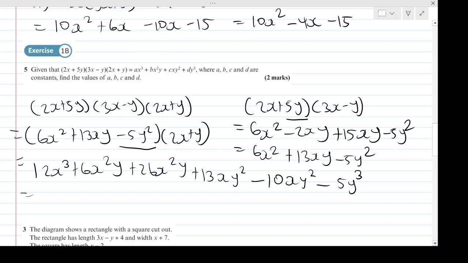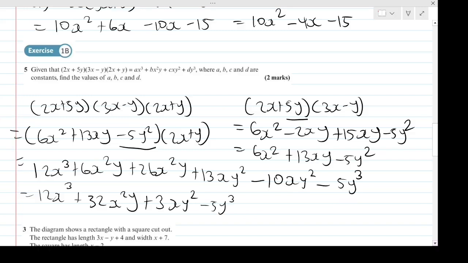Okay, well, we have 1 x cubed term, so that's just 12x cubed. And then what about the x squared y terms? Well, we do. We have one here and one here. So then we can simplify it to add them together, collect like terms. So 6x squared y and another 26x squared y. 6 plus 26 is 32x squared y. Okay, cool. And then what about the next term? We have xy squared, and then we have another xy squared term. So 13 minus 10 would be plus 3xy squared. And then we have the final term we haven't dealt with yet, minus 5y cubed. We can't do anything more with that. There's only one y cubed term.